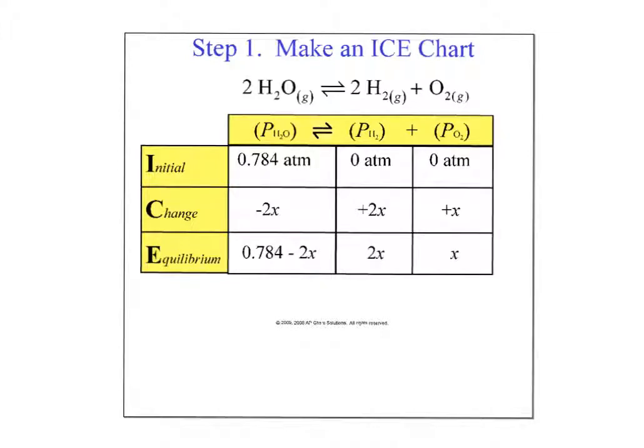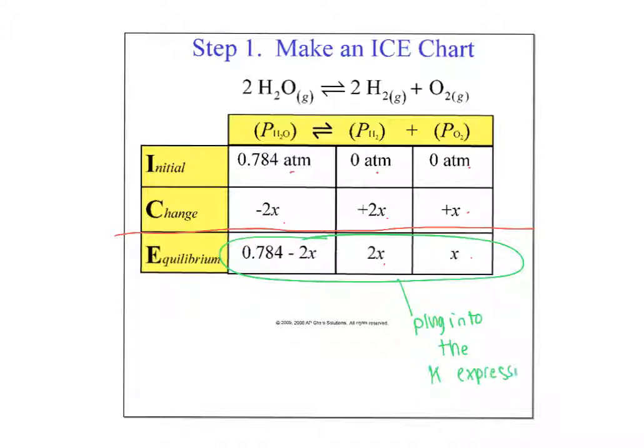E stands for equilibrium, so I'm literally going to take the I plus whatever is in the C box, or in some cases minus, right, if there's a subtraction sign. So 0.784 minus 2x, this minus this, 0 plus 2x gives me 2x, 0 plus x gives me x. The important thing is this line here. This is going to help us find the pressures at equilibrium. So these are what we will plug into the K expression. Remember, the K expression is just for equilibrium, so the equilibrium line is what's helpful for plugging into the K expression.